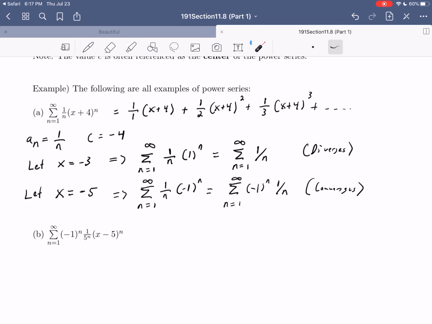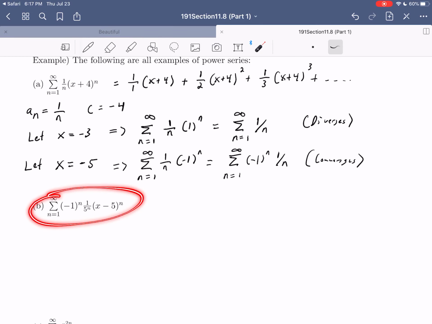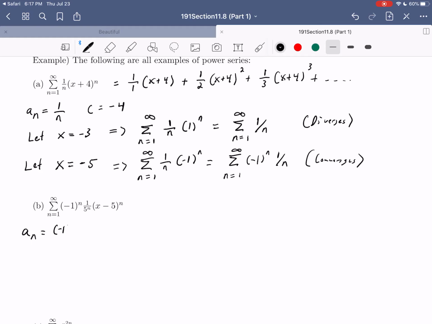Okay, let's take a look at another one. So this guy's a little bit different. The sum from n equals 1 to infinity of minus 1 to the n, 1 over 5 to the n, times x minus 5 to the n. So here, the a sub n would be that minus 1 to the n, 1 over 5 to the n. That would be the sequence component of it. Those are those terms here. And then this is the power series component. The center here would be 5, because we have x minus 5.